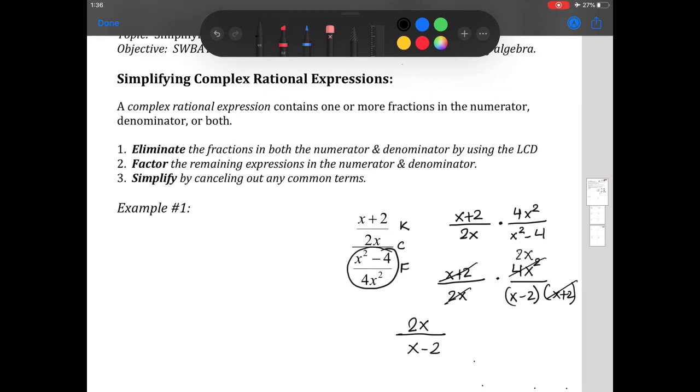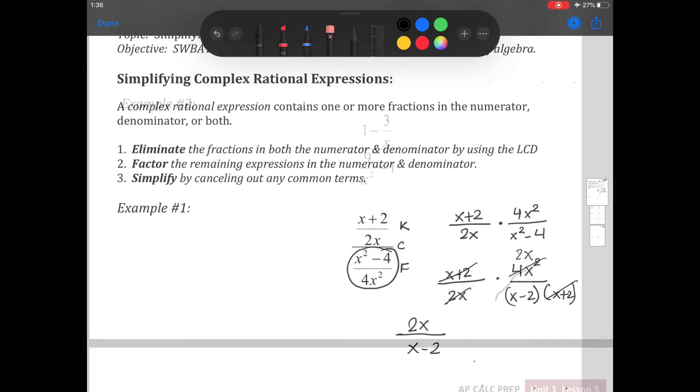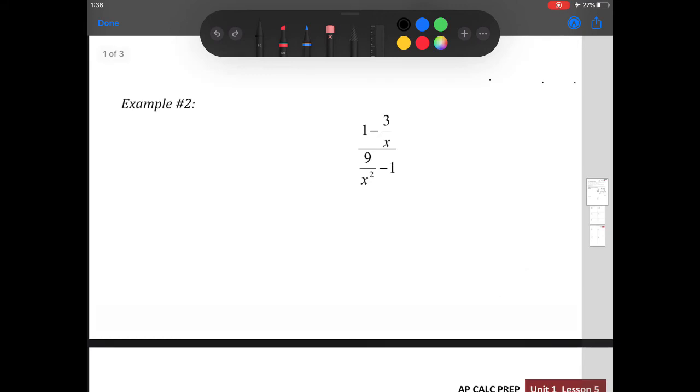Now I want you to pause the video and try example 2 and see if you can get it. Example 2. So now if you look at this fraction, do you see there's more than one fraction in the numerator as well as in the denominator? So what am I going to do? Can I rewrite this as 1 over 1, right? What is the LCD here? The LCD is x. So I'm basically going to multiply this by x and this by x, right?